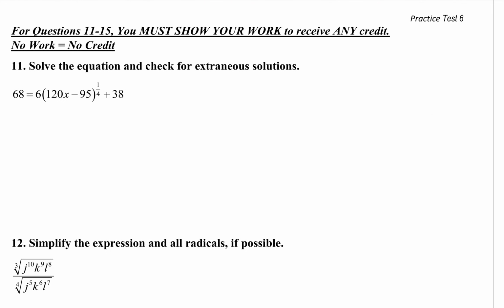Alright, so look at that. It's only 10 minutes and I did 10 questions. So if you know what you're doing, this test really doesn't take very long.